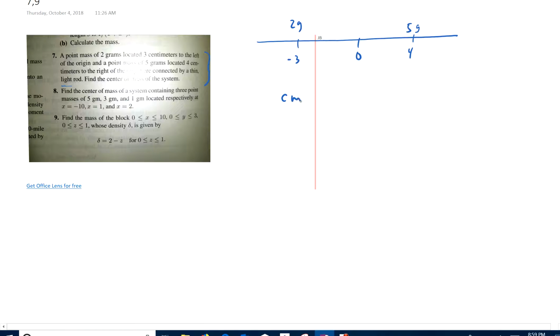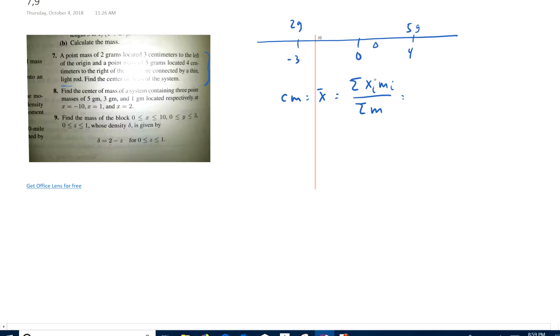Let's see, so center of mass, which we call x bar, is the sum of the moments divided by the sum of the masses. It's going to be that balance point, wherever that might be. And since this 5 is so much heavier, I suspect it's going to be over here somewhere. So I want to find the moments. In other words, the weighted average is kind of another way to think of it.